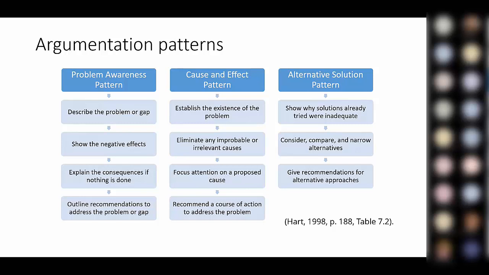And finally, here is Hart's possible solution pattern. And remember, you don't need to follow all of these. These are just starting places to help you to structure your discussion section. I've called this the alternative solution pattern. This pattern aims to propose alternative solutions to a problem whose attempts at resolution have so far failed. So first, show why solutions already tried were inadequate. Then consider, compare, and narrow the alternatives. And finally, give recommendations for alternative approaches.